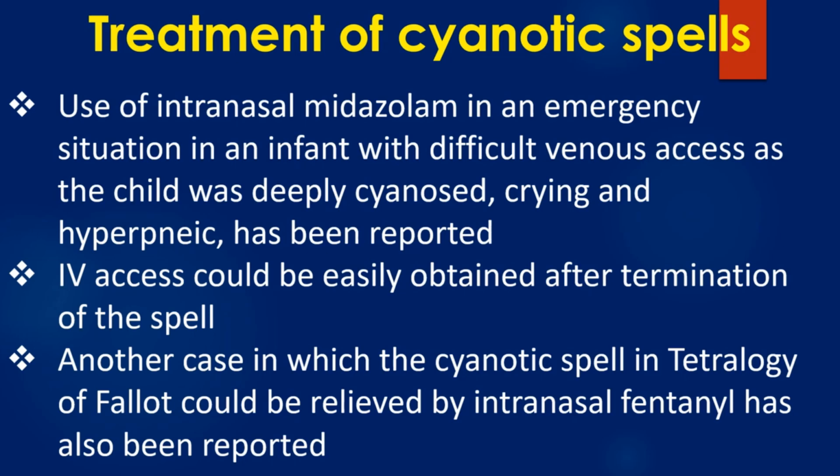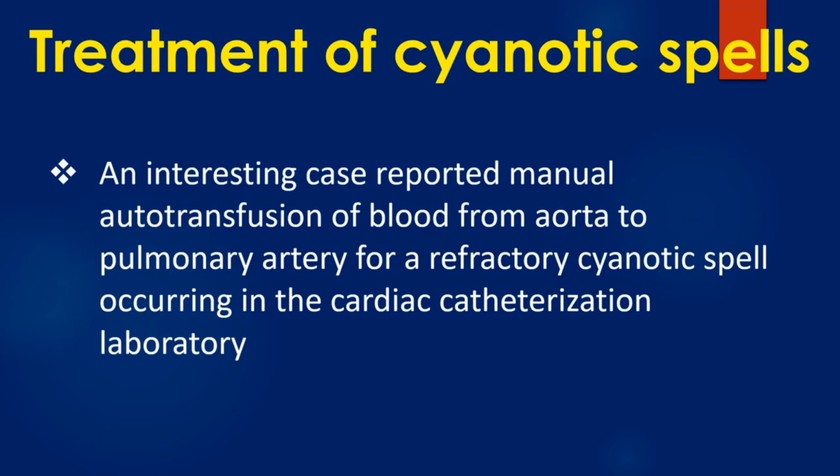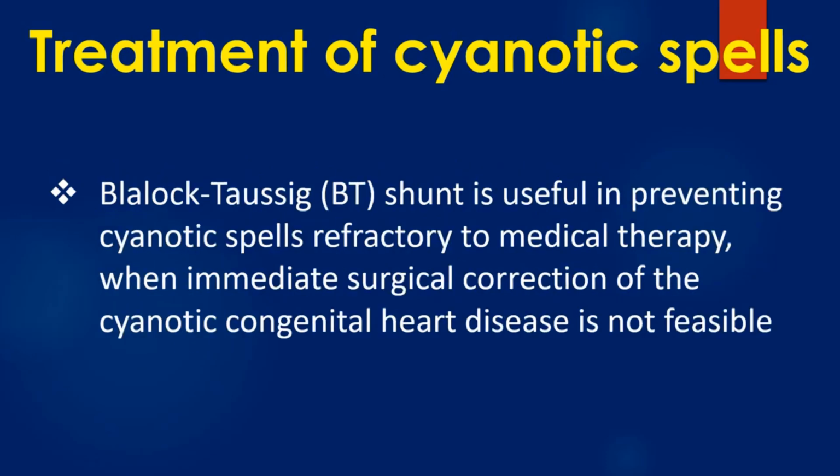Another case in which cyanotic spell in tetralogy of Fallot could be relieved by intranasal fentanyl has also been reported. An interesting case reported manual auto-transfusion of blood from aorta to pulmonary artery for a refractory cyanotic spell occurring in the cardiac catheterization laboratory. Blalock Taussig shunt is useful in preventing cyanotic spells refractory to medical therapy when immediate surgical correction of the cyanotic congenital heart disease is not feasible.